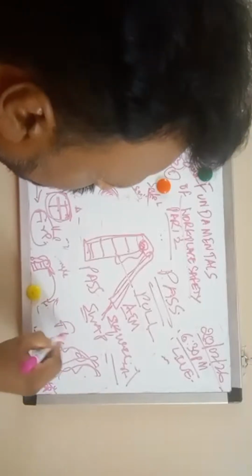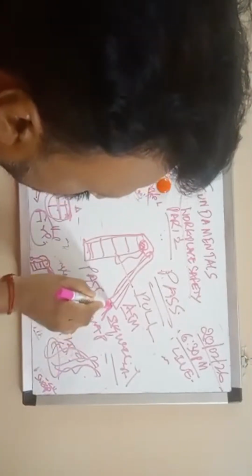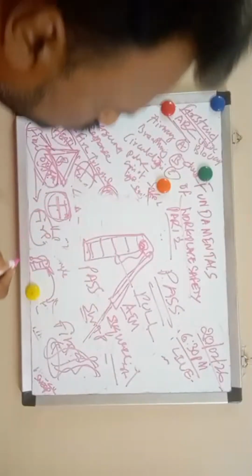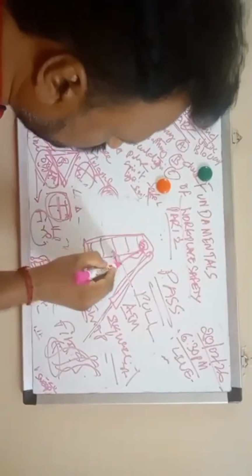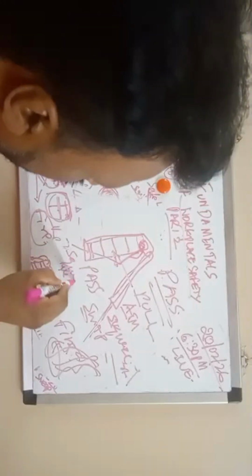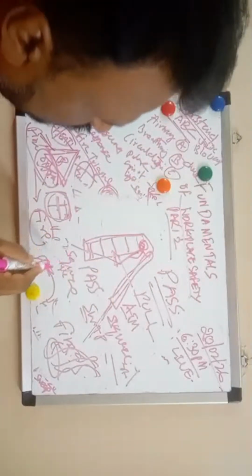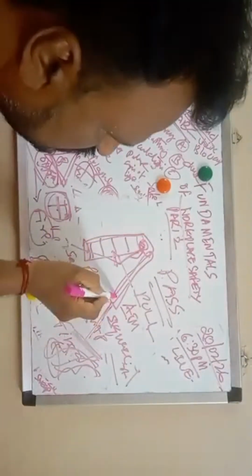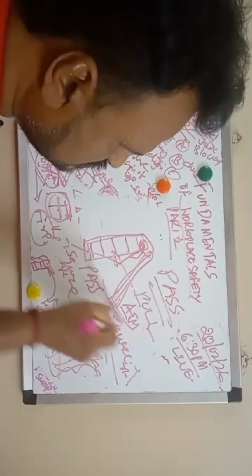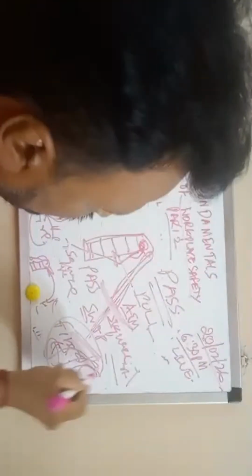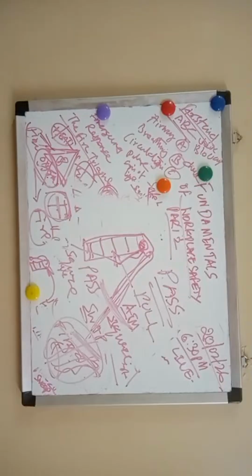So aim at the fire. Then squeeze: here is the handle, you have to press it, squeeze it. Then sweep. Sweep means you take this hose and move it like this. Then the fire will cease. So this is the simple basic idea of fire extinguishers.